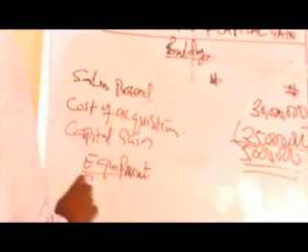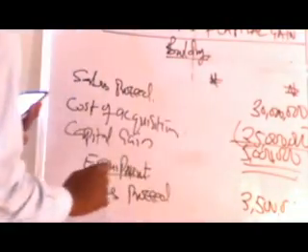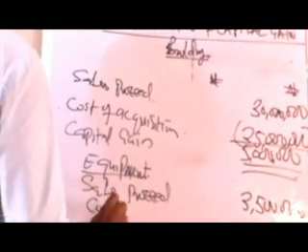Equipment, sales proceeds. The sales proceed is 3.5 million. The cost of acquisition is 5 million. So which means this is a capital loss. This is the capital loss. So the loss here is 1.5 million.